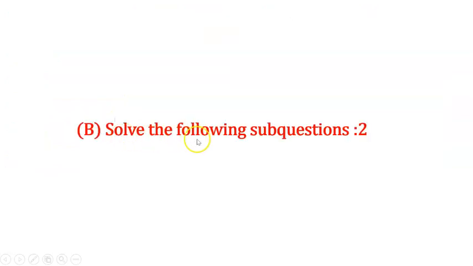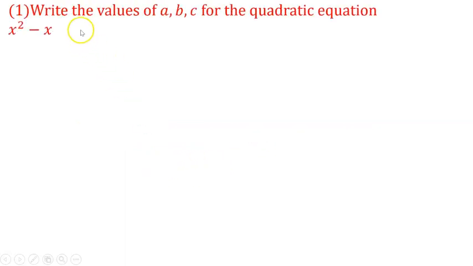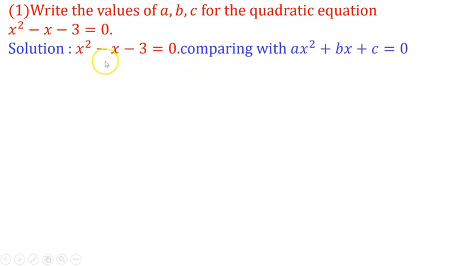Next, now solve the following sub question, 2 marks. Write the values of a, b, c for the quadratic equation x square minus x minus 3 equals 0. Okay, now the solution: x square minus x minus 3 equals 0, comparing with ax square plus bx plus c equals 0. Now here the value of a is 1, c is minus 3. I forgot to write the value of b.